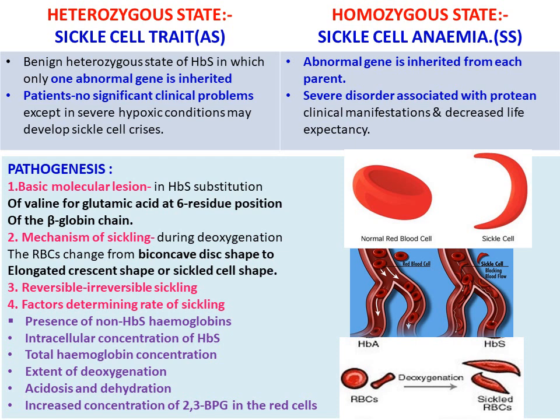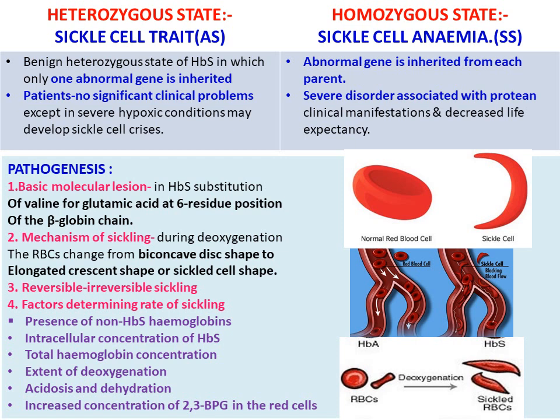So one abnormal gene will be there. In sickle cell anemia, an abnormal gene is inherited from each parent, so that means two abnormal genes will be there, yes, in the SS sickle cell anemia. In sickle cell trait, one abnormal gene is there, and the patients have no significant clinical problems. So there are no clinically significant symptoms in the sickle cell trait.